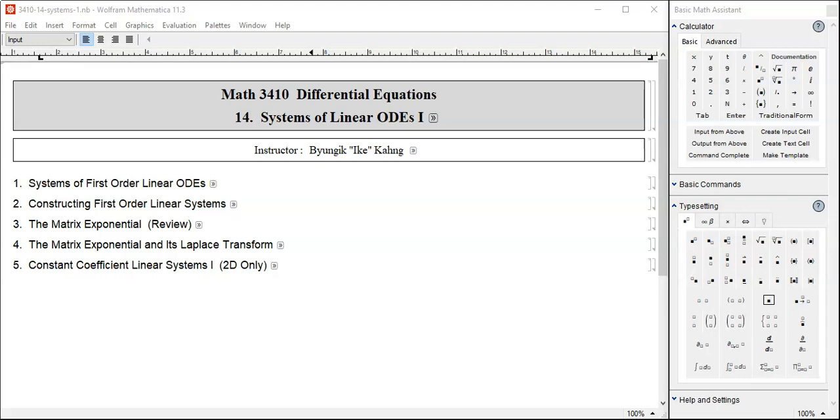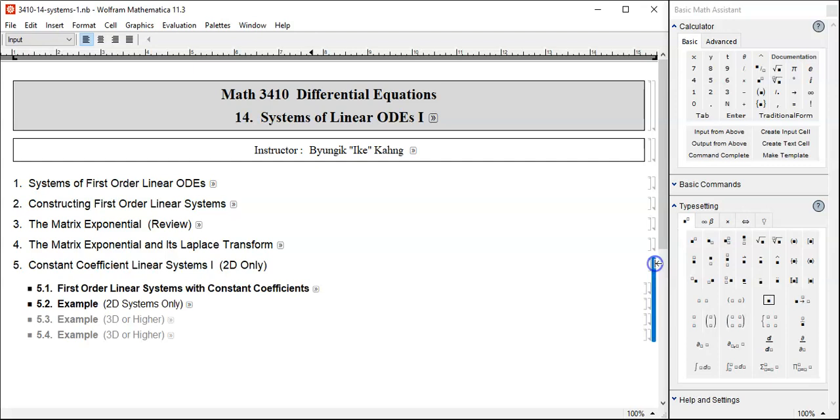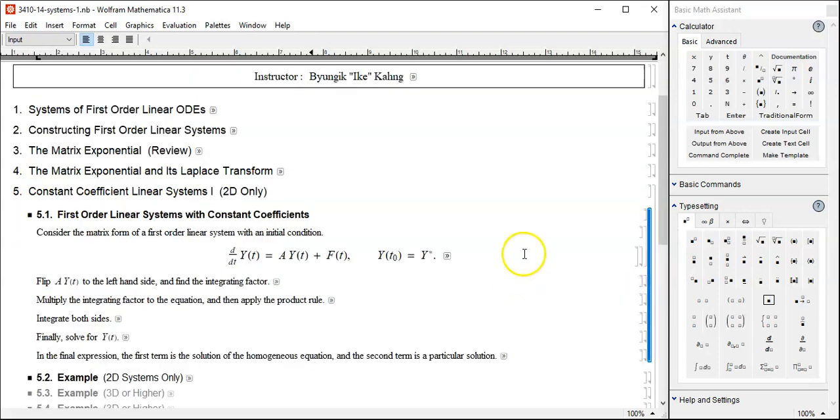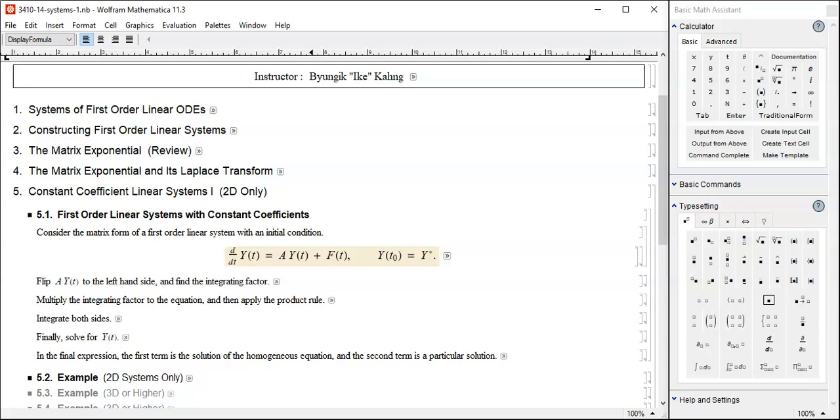Hello students, welcome back. We have one more section to go, and that's section 5, constant coefficient linear systems. For now, I'm going to cover it as a part of lesson 14 as planned, but after all is said and done, it may end up moving to lesson 15. If it happens, so be it. In any case, for now, let's focus upon this system.